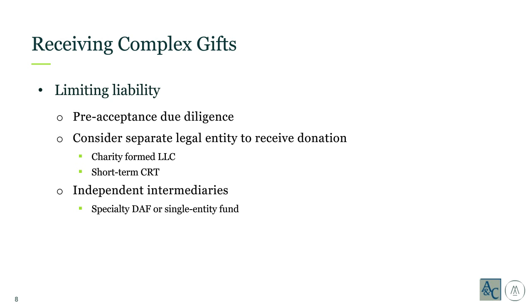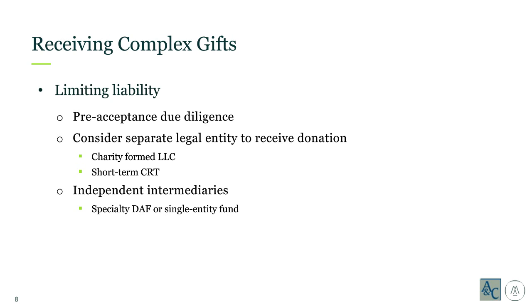But basically, the charity needs to make sure that it knows what it's getting into, what it's actually going to own at the end of the day, and whether there's risks associated with that. If an asset does come with some risk, and many complex gifts do, there are strategies to mitigate that. One fairly common one by now is that charities may hold sole member interests in single member LLCs.